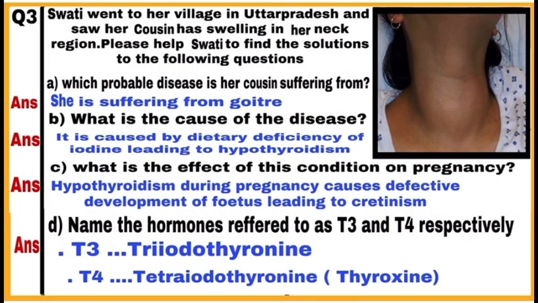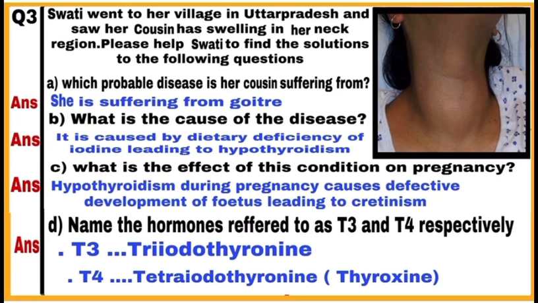Question number 3. Swati went to her village in Uttar Pradesh and saw her cousin has swelling in her neck region. Please help Swati to find the solutions to the following questions. Part A. Which probable disease is her cousin suffering from? Her cousin is suffering from goiter. Part B. What is the cause of the disease? It is caused by dietary deficiency of iodine leading to hypothyroidism.